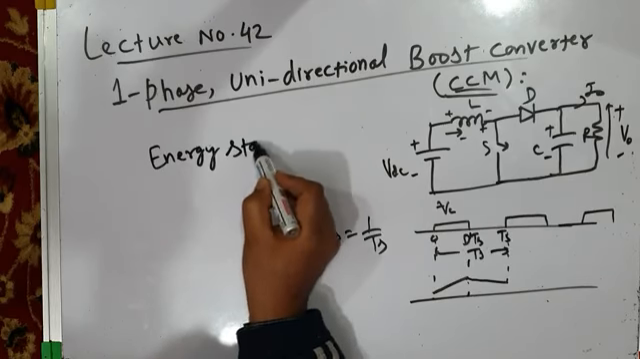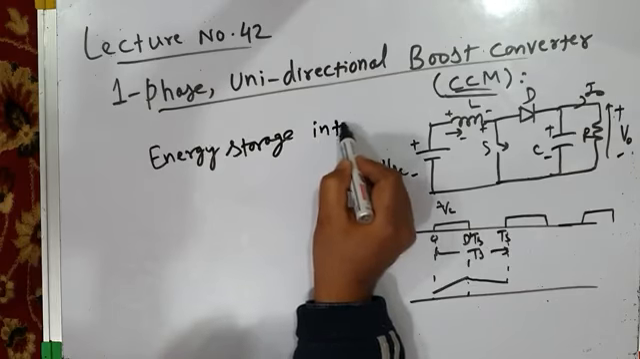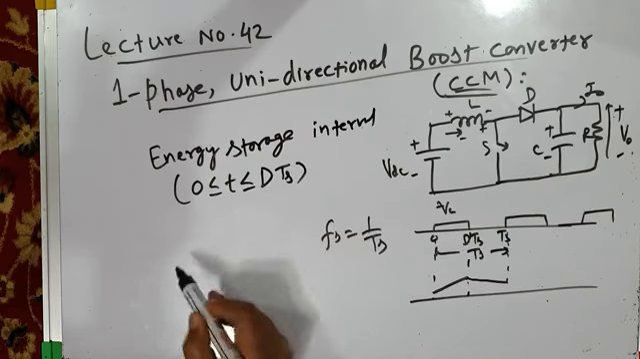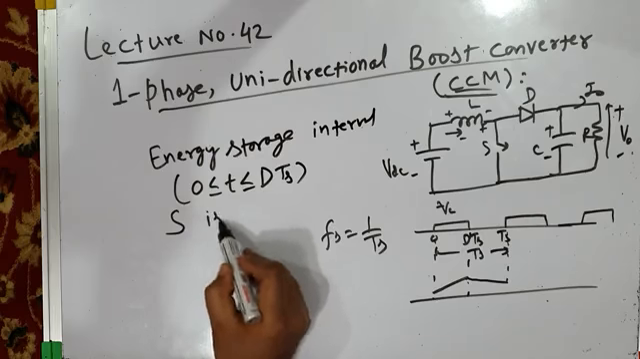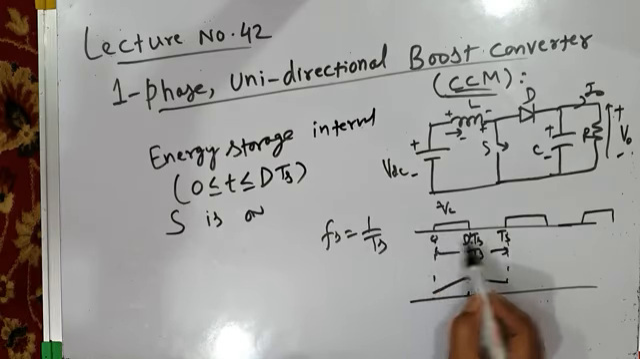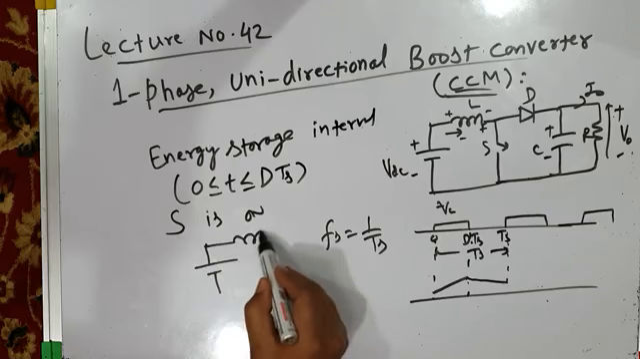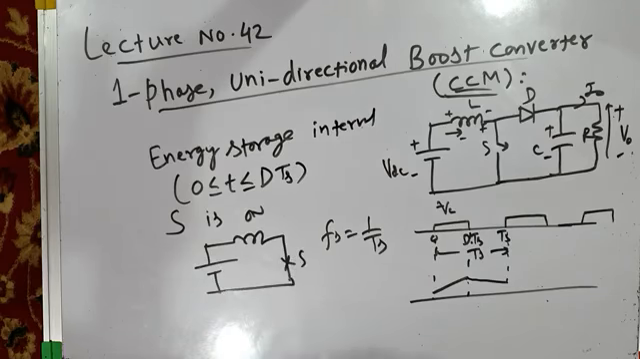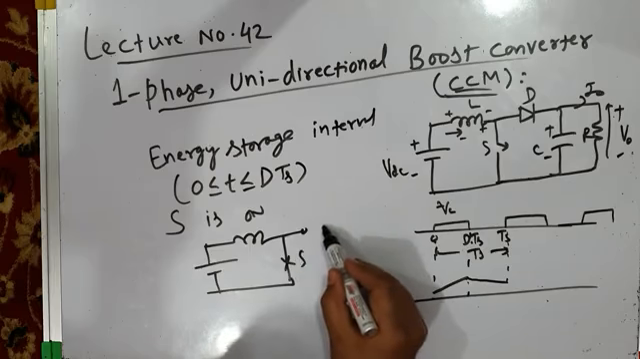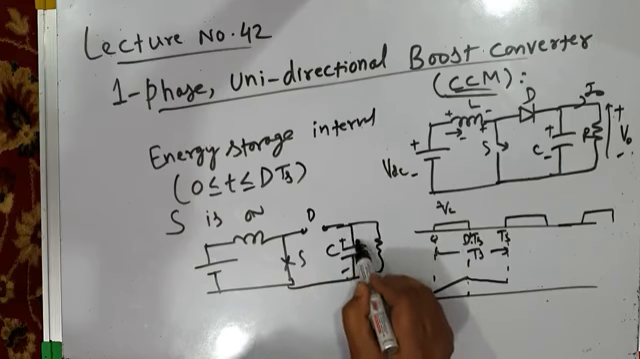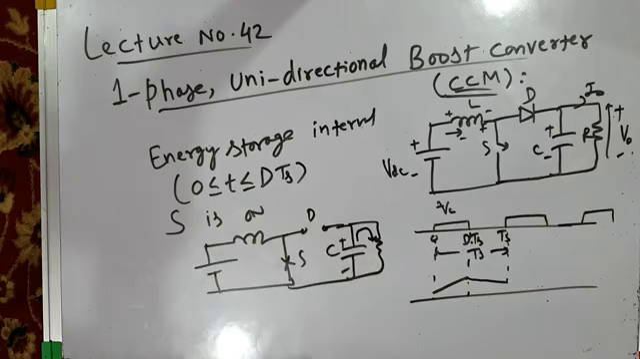One is the energy storage interval, and that energy storage interval is from 0 to DTs, and during this interval, S is on. Switch S is on, and when switch S is on, the equivalent circuit is like this. The diode, not the freewheeling diode, gets reverse biased, and this is the capacitor, and this capacitor supplies energy to the load during this energy storage interval.